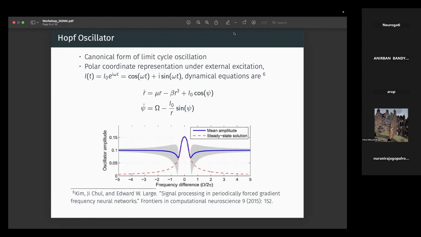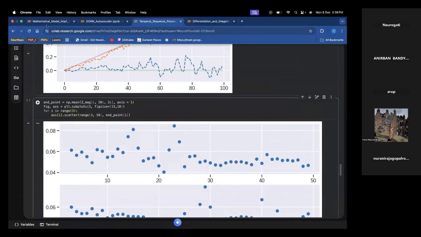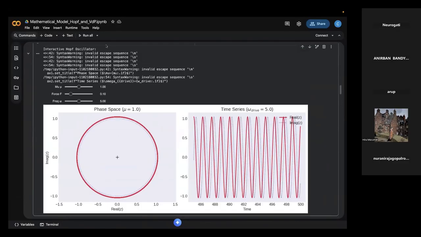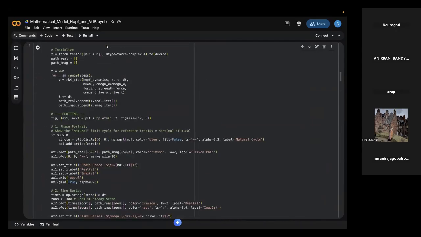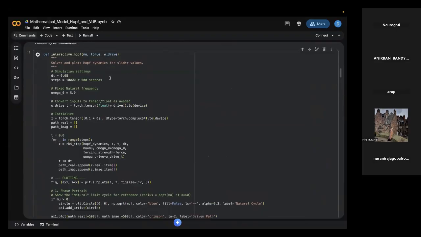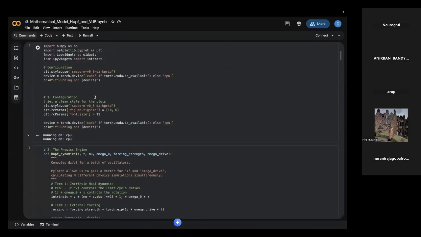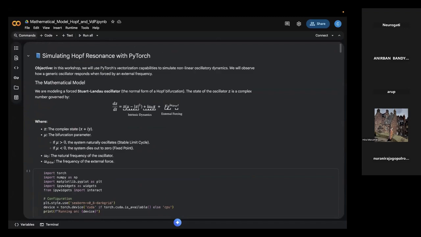So at this point, maybe we can look at the first Colab file, which is mathematical models. This has already been covered, but I just wanted to introduce it. What we have here is effectively the Hopf oscillator equation in the first cell with some introduction and so on. This is the Hopf oscillator equation in the complex domain.